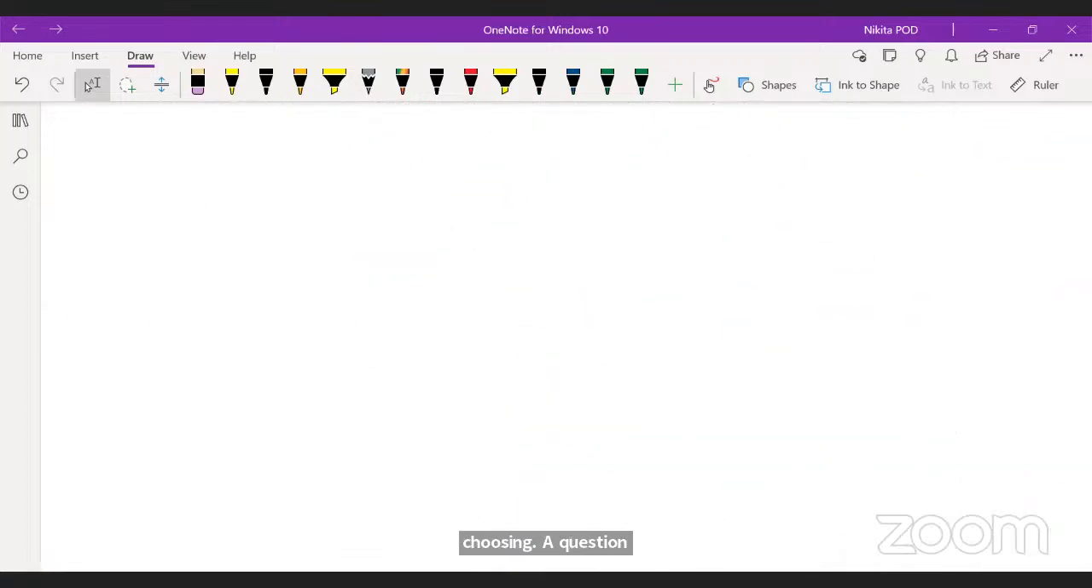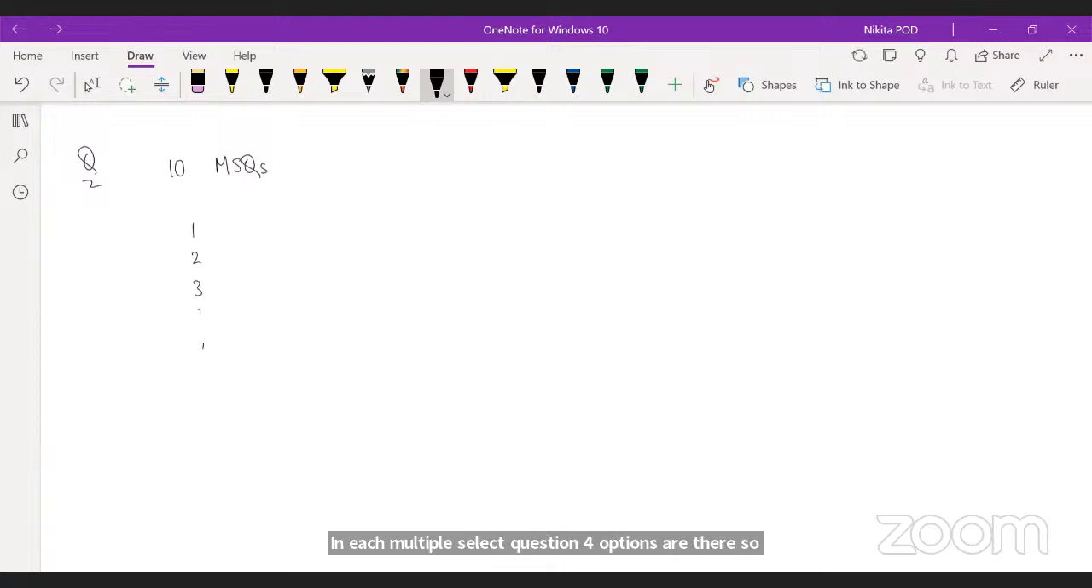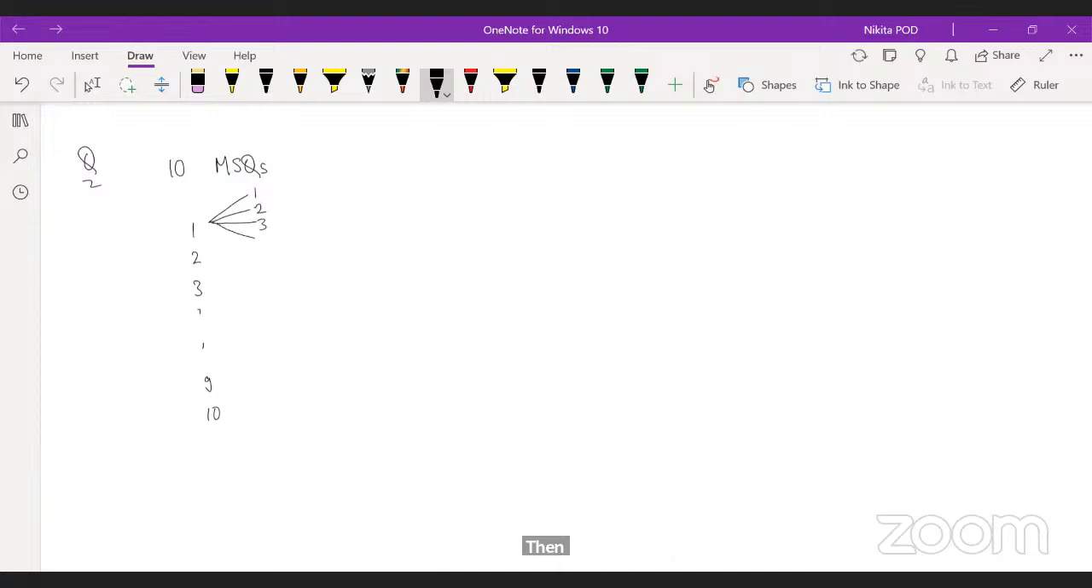Let me see if I can solve it. Okay. So you have 10 multiple select questions, 10 MSQs. And each question has 4 choices. In each multiple select question, more than one option could be correct. So let's say I have 1, 2, 3, and so on till 9, 10. For 1, I have options 1, 2, 3, 4. Similarly, for everything, I have 4 options.